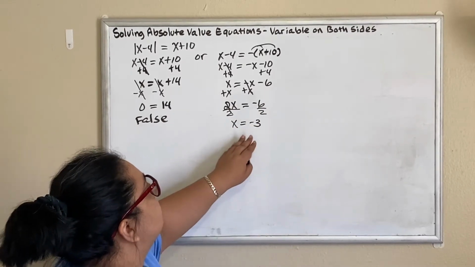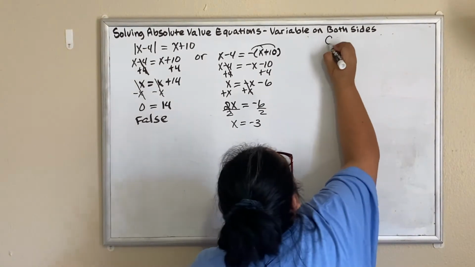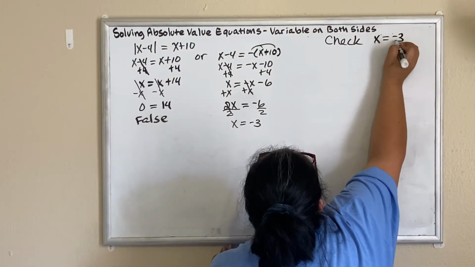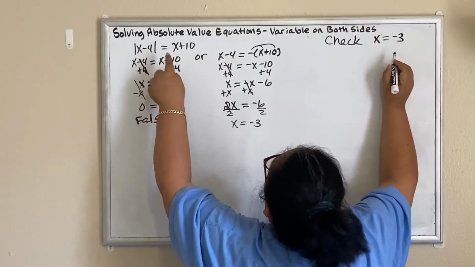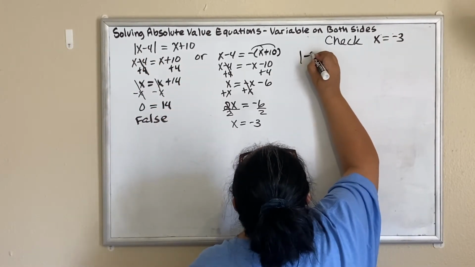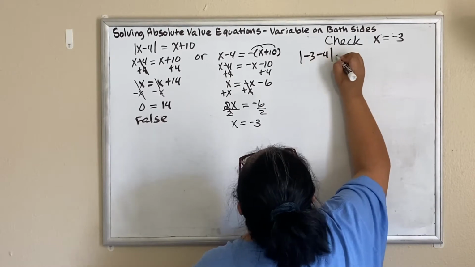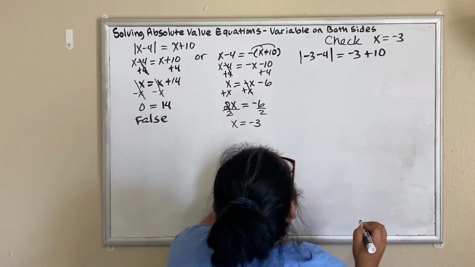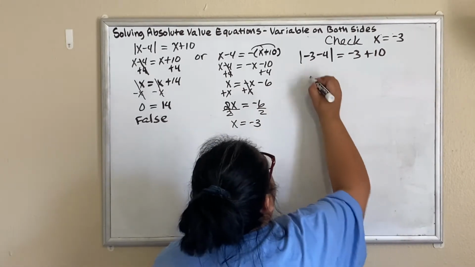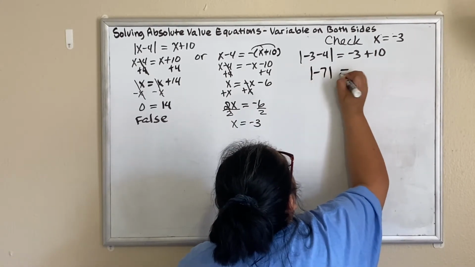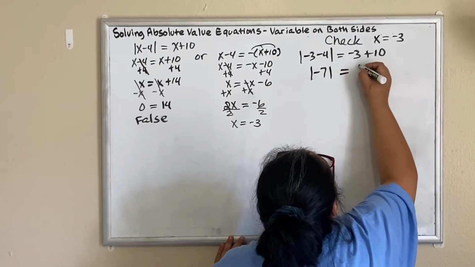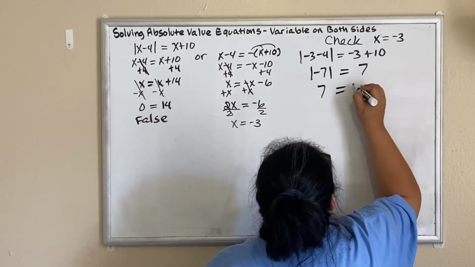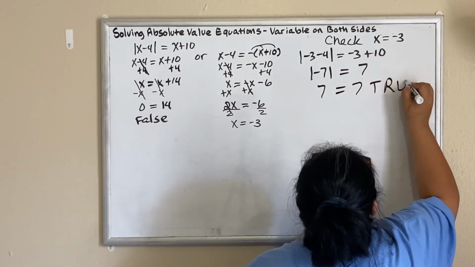So now we have a solution, but we need to check it. So we're going to check our solution for x equals negative 3. So we're going to plug negative 3 into this equation. So we're going to say the absolute value of negative 3 minus 4 equals negative 3 plus 10, plugging it in. Negative 3 minus 4 is negative 7, so this is the absolute value of negative 7 equals negative 3 plus 10 is 7. The absolute value of negative 7 is 7, which equals 7, which is true.